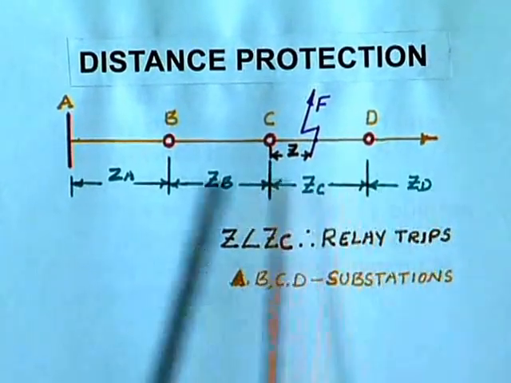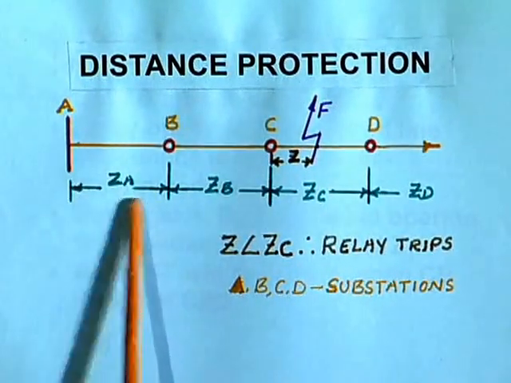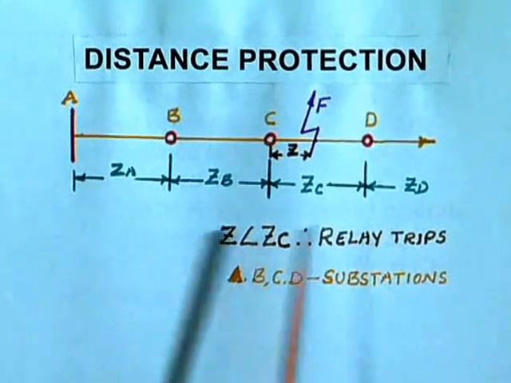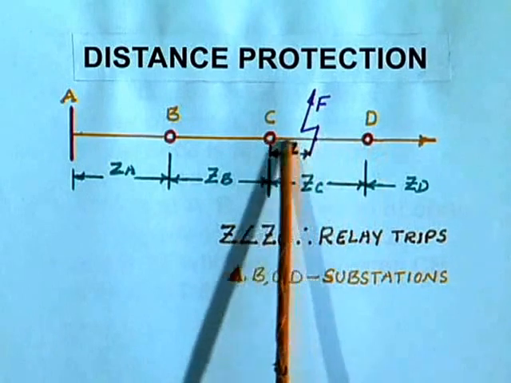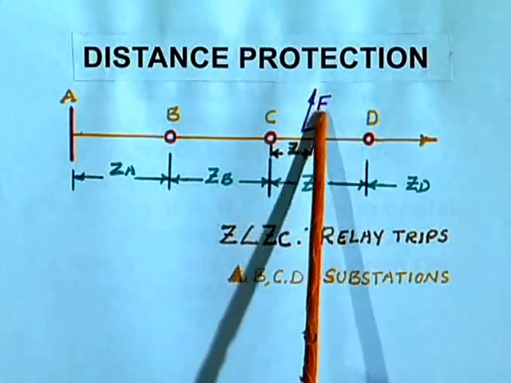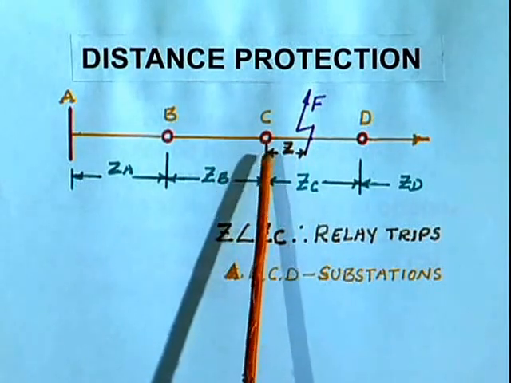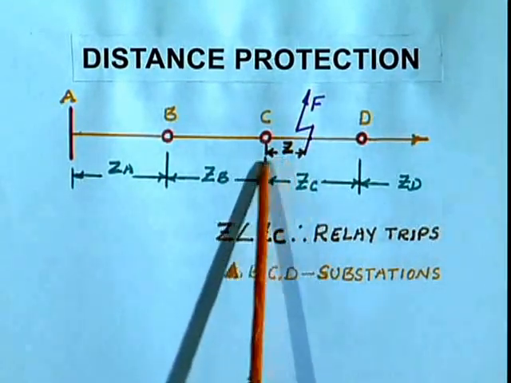So, now here the total impedance is Z, and from here it is ZA, ZB, ZC, ZD. Now, let us say the fault occurs in between the section C and D. So, the fault occurs, this is the fault. The relay will measure the fault impedance. Let us say from C to F, that is up to the fault, the impedance is Z.